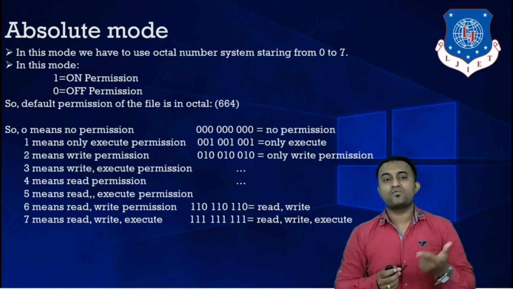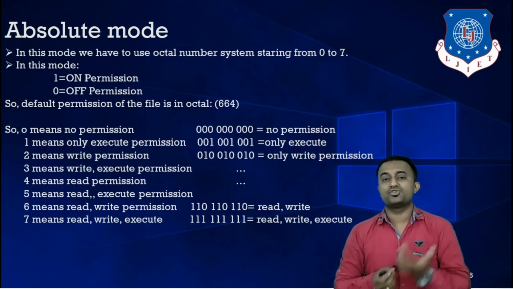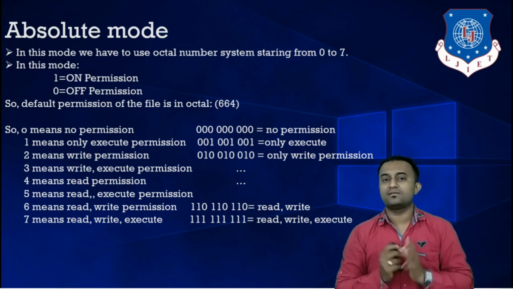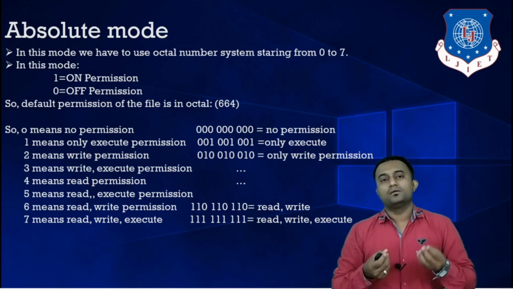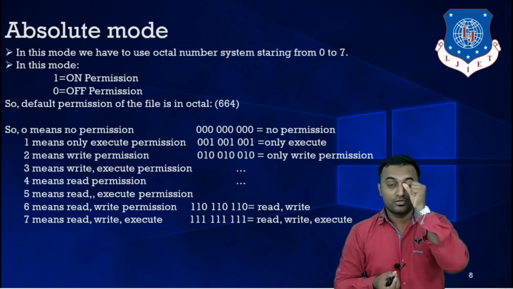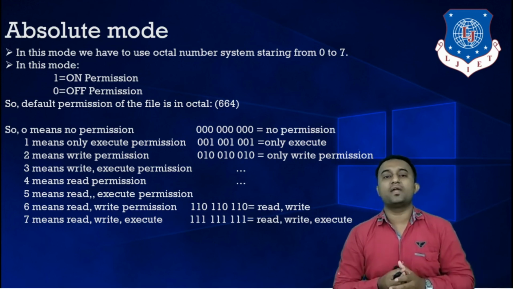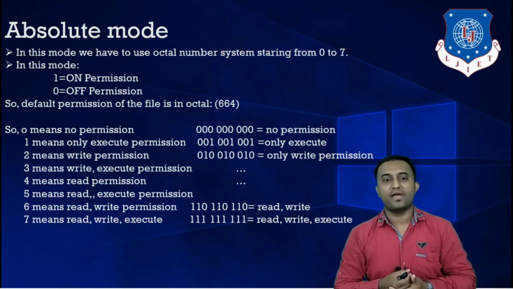Same way, 2 means what? The binary of 2 is 010. So 010, 010 and 010 means everybody can write in that file. Same way, 3 means 011, which means everybody can write something and execute something in that file. Fine. So these are the various options through which we can assign permissions, or we can say give rights, to the different files that we have.